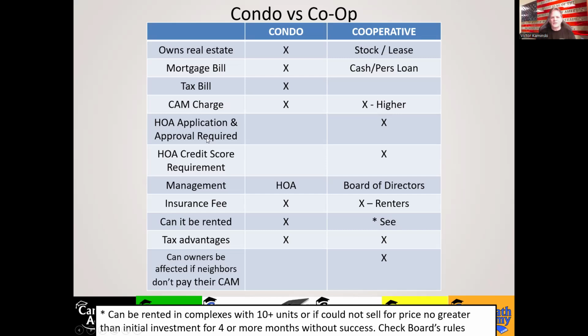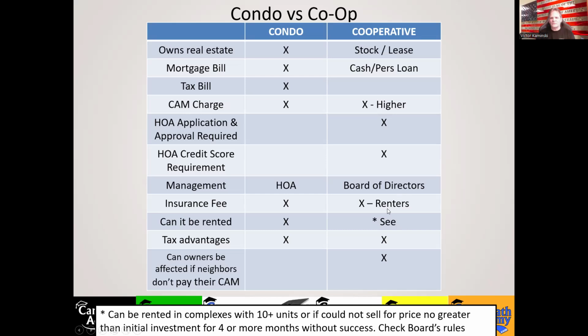You get an HOA application and approval required, not for condos. If you can afford to buy in there, you're in. There's no interview process or anything like that, but co-ops have them. HOA credit score minimum requirement, not with condos. They got them with co-ops. 620 FICO, right? Condos are managed by a homeowners association and co-ops by a board of directors. Insurance fee, you pay your own insurance for a condo. Co-ops, well, you get renter's insurance.